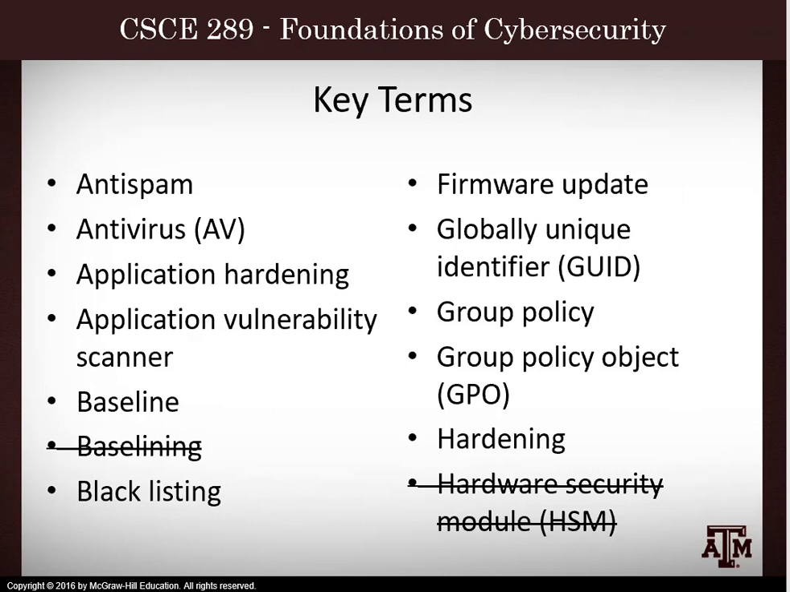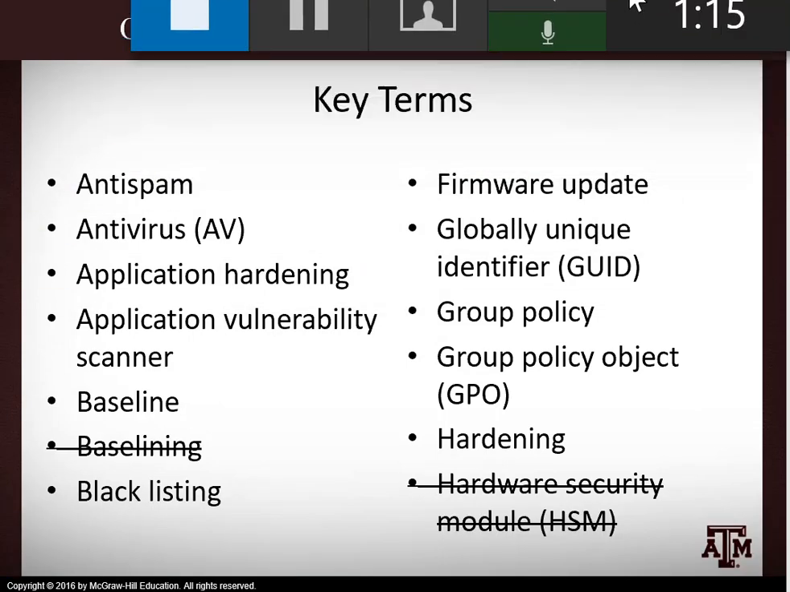Let's go through our definitions. Baselining, I marked it out here, is basically the process of establishing a system security state. Just think of it as we're going to come up with just that, a baseline. Anti-spam is technology used to combat unsolicited junk email or spam. Antivirus is technology employed to screen for and block the execution of viruses and other malware.